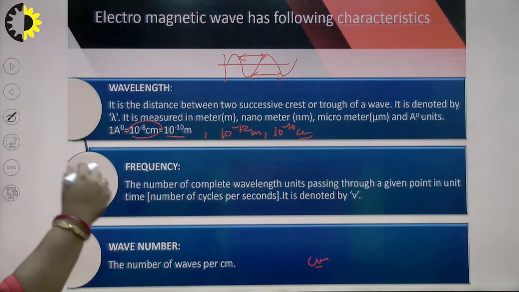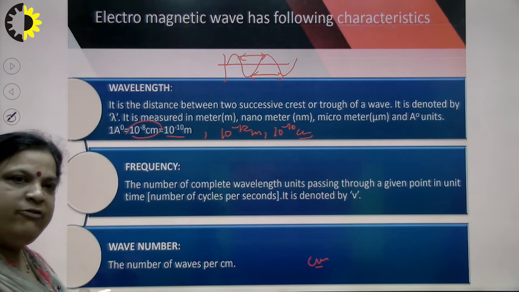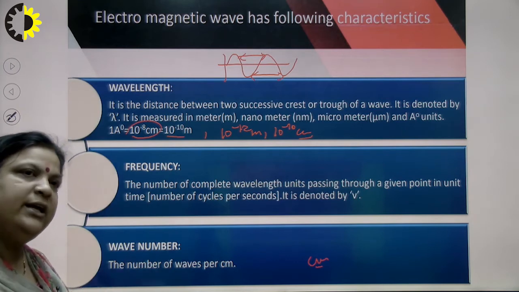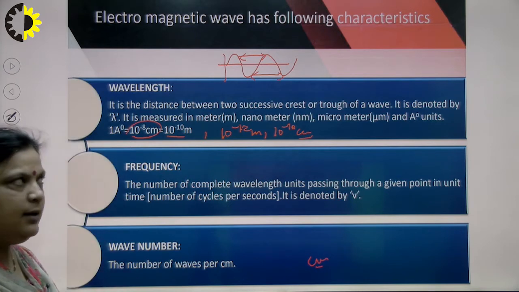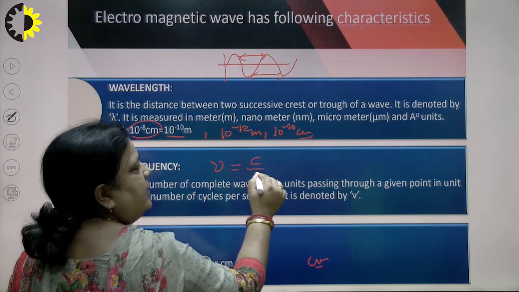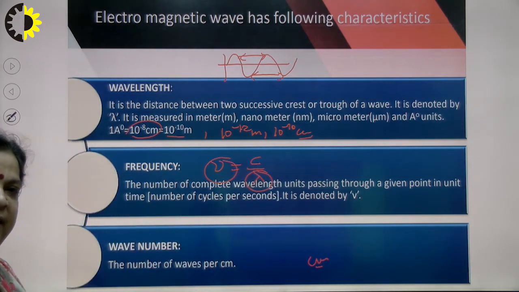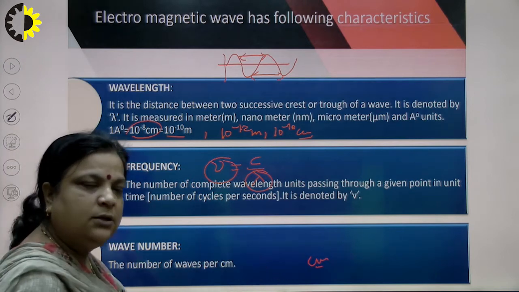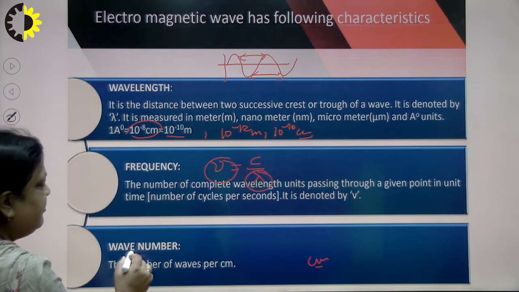We know that frequency is the number of cycles per second. So, here we can say that it is the number of complete wavelength units passing through a given point in unit time, it may be 1 second, etc. This frequency is shown by nu, and nu is equal to c upon lambda. That is, wavelength and frequency are reciprocal to each other. So, suppose this is the increasing order of wavelength, then automatically it will be the decreasing order of frequency. And third is wave number.